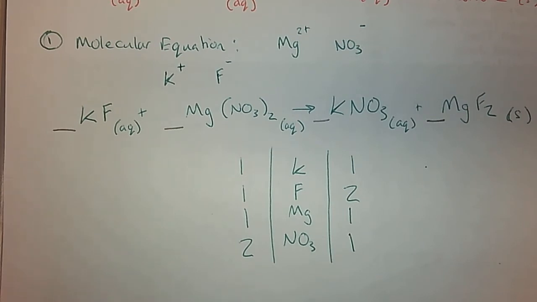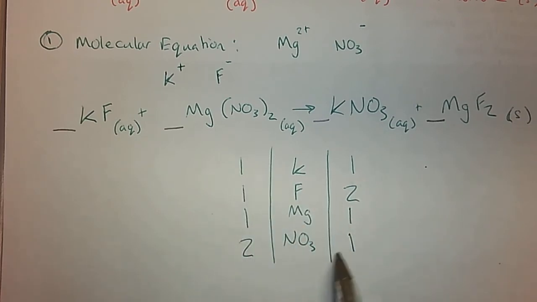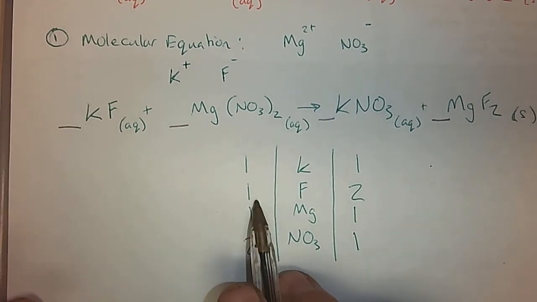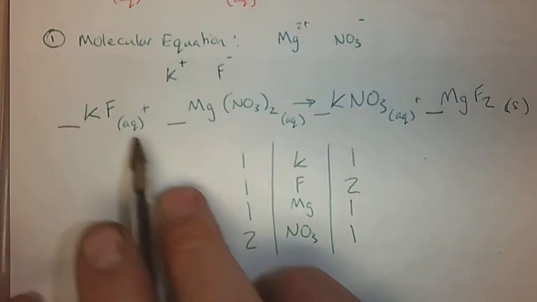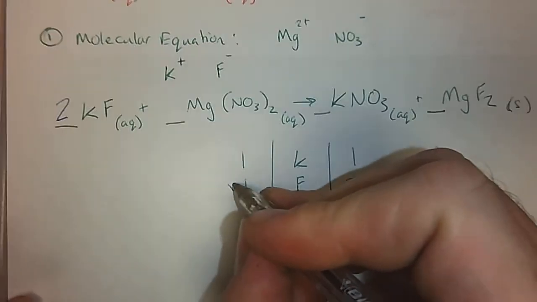Okay, so let's have a little think. We need to sort out these fluorines, and we need to sort out these nitrates as well. So I'll maybe start with the fluorines. Why not? I need some more on this side. Where are my fluorines? They're over there. Let's see what putting a 2 in does. What effect does that do?